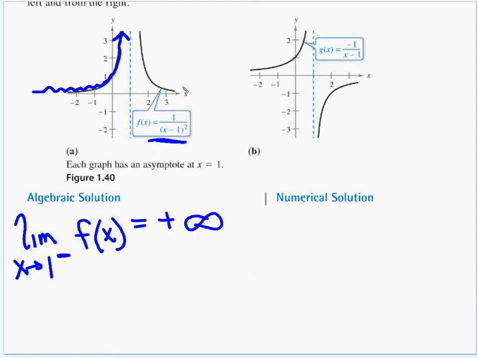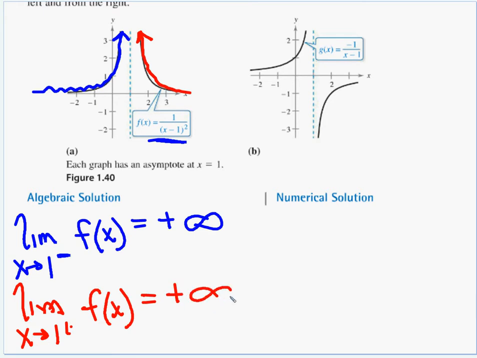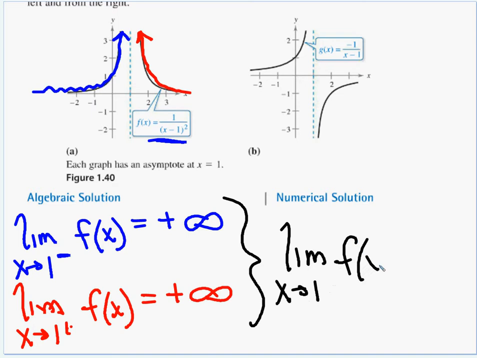And then red ink from the other side, we're coming in this way. We're going up, up, up, also to positive infinity. So we could write the limit as x approaches 1 from the right of the function f of x. That is also equal to positive infinity. Notice it's the same from the left and the right. So we could write, in this case, an overall limit. We could just write the limit as x approaches 1, neither from the left nor the right, from either side, it doesn't matter, of f of x is equal to positive infinity.